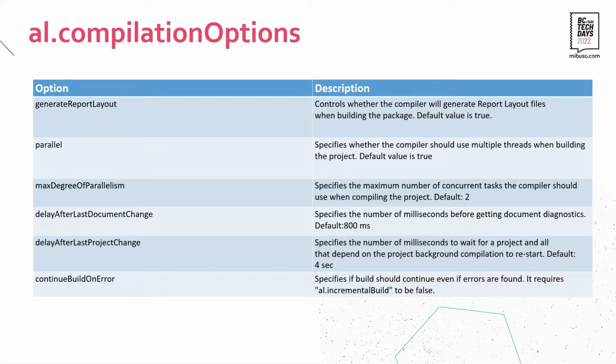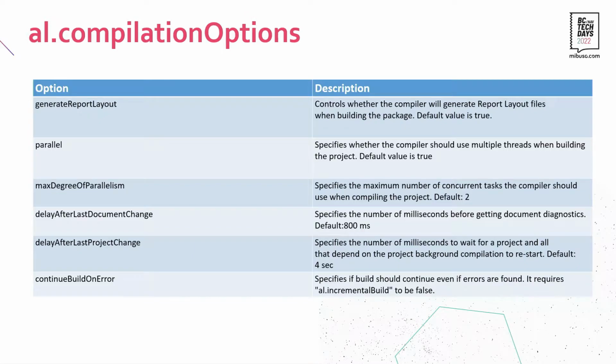You can also specify the max number of parallel processes that can be executed, and we advise you to use the number of virtual cores you have on your machine. These options, parallel and max degree of parallelism, they come by default from .NET. So if you want to blame us about something, just go and blame .NET.